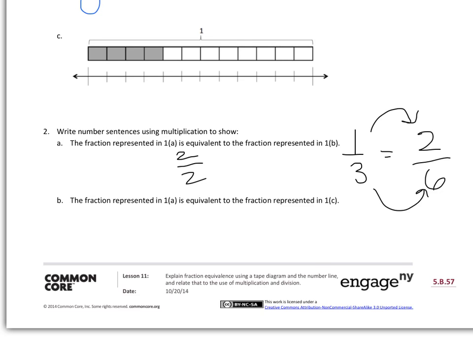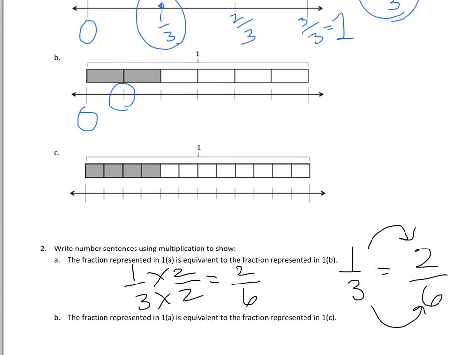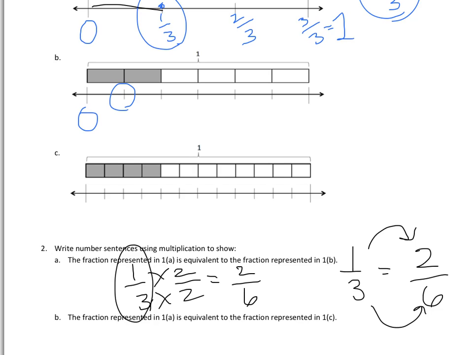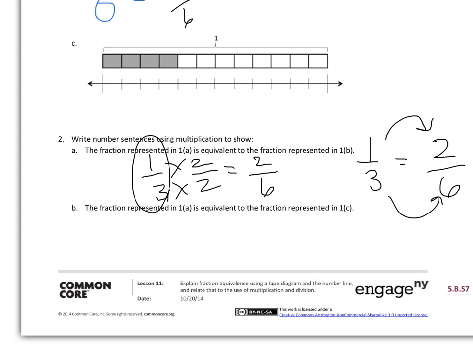So the number model then becomes 1/3 times 2/2 is equal to 2/6. And that's what we did. We took each part up here and broke it into 2 equal parts. So this 1/3 that we saw up here, this distance, was broken into, if we look down here, 2 equal parts. And then we see this is worth 2/6. So that's the multiplication model.